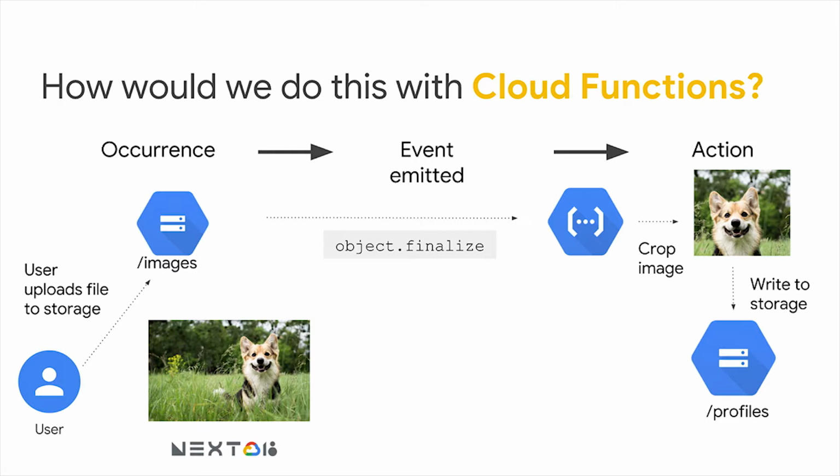So how would we do this with Cloud Functions, Google's event-driven serverless framework? Well, let's say the user would then upload the file directly to storage, right? We don't need a server. There are no servers in this picture whatsoever. That would then cause an event to fire. It's called object.finalize. The name is unimportant, but it's basically a create event.